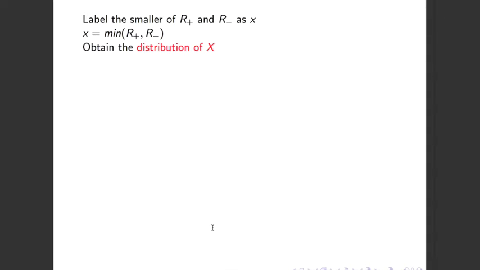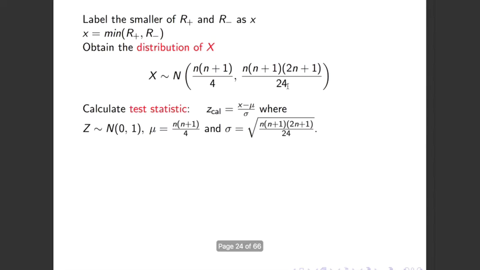And then we obtain a distribution of X. Now this distribution will obviously be given to you. Remember in lecture A26 it was np and npq. Now it looks a little different. It's going to be n times n plus 1 divided by 4 as my mean, and n times n plus 1 times 2n plus 1 divided by 24 as my variance. Then we calculate our test statistic, which is now the Z test statistic, and it's going to be that X that we obtained over there minus the mu over there divided by the square root of this value over there. And we'll get our value for the test statistic.